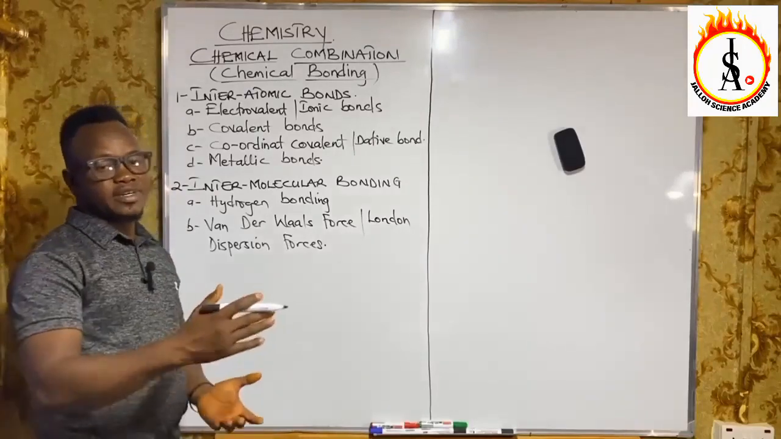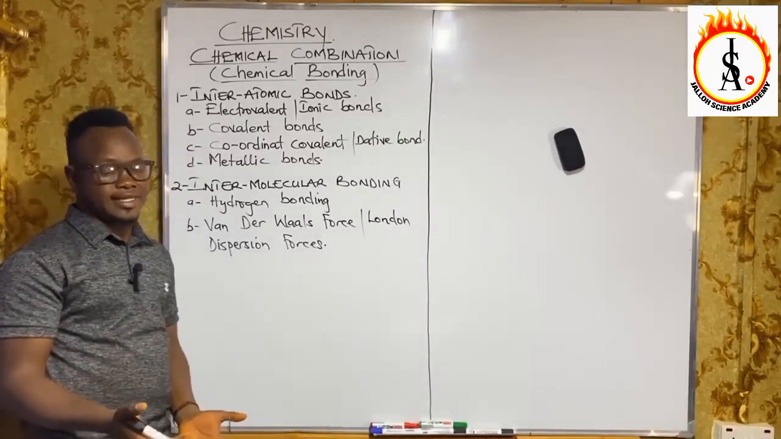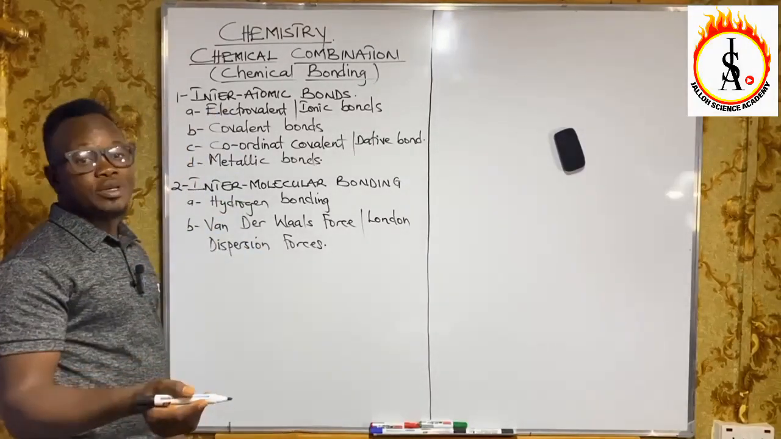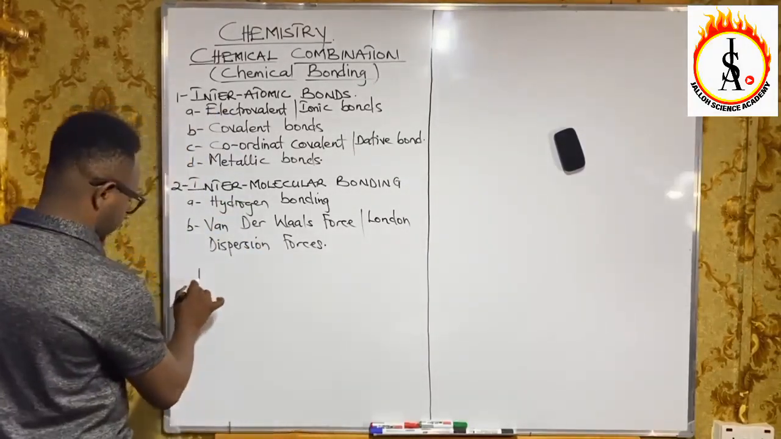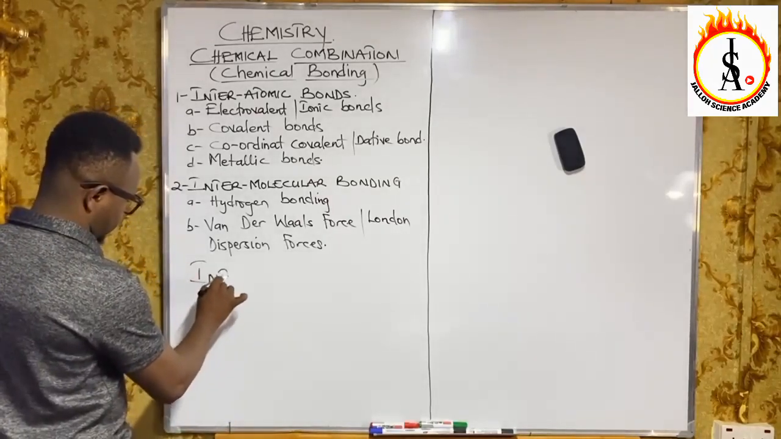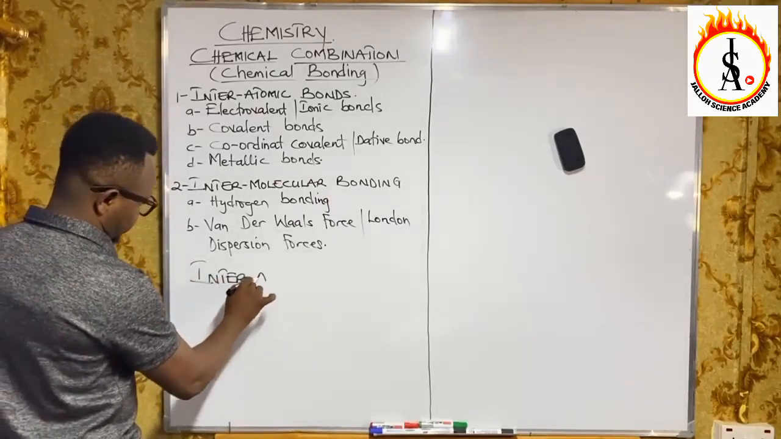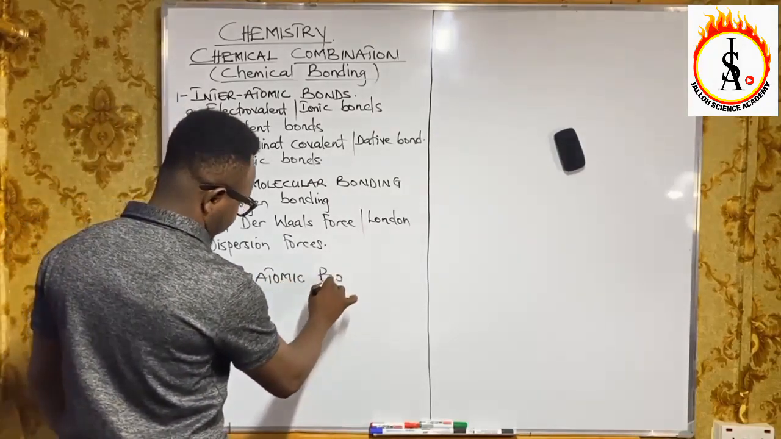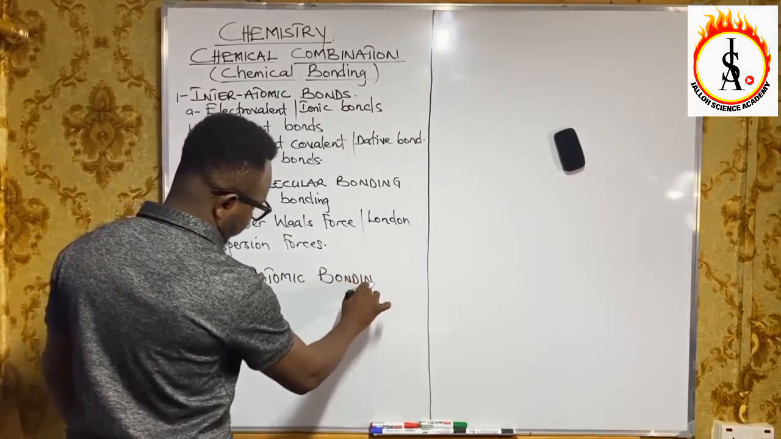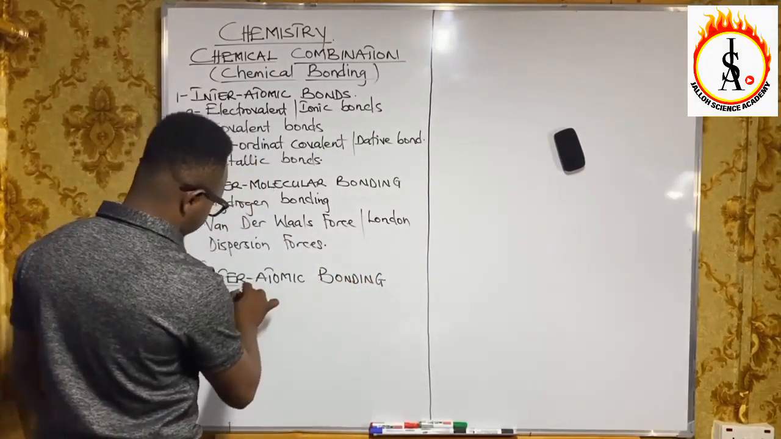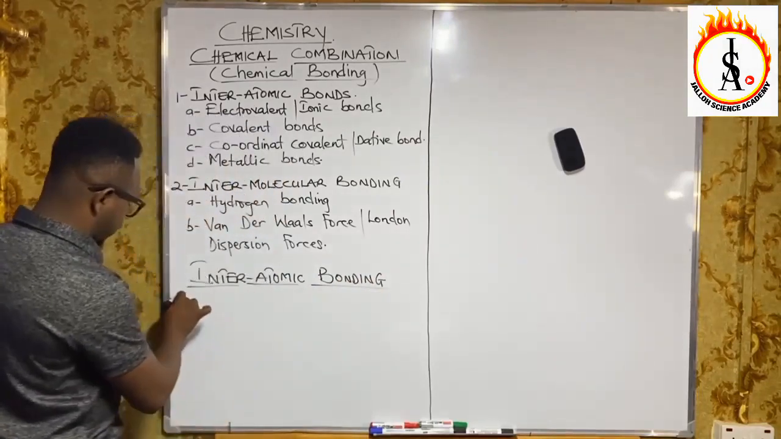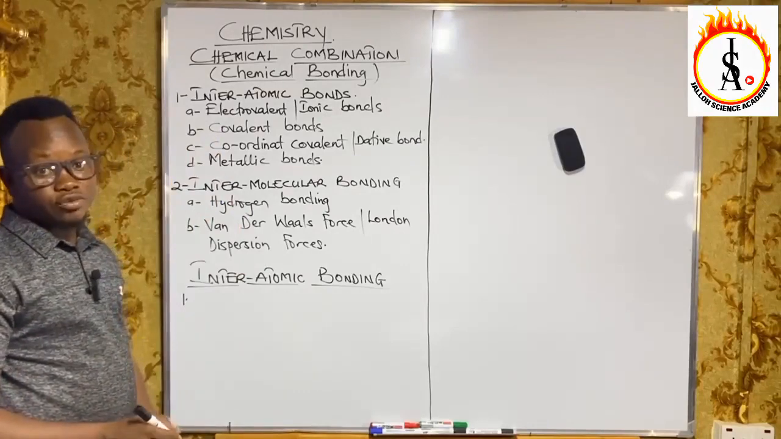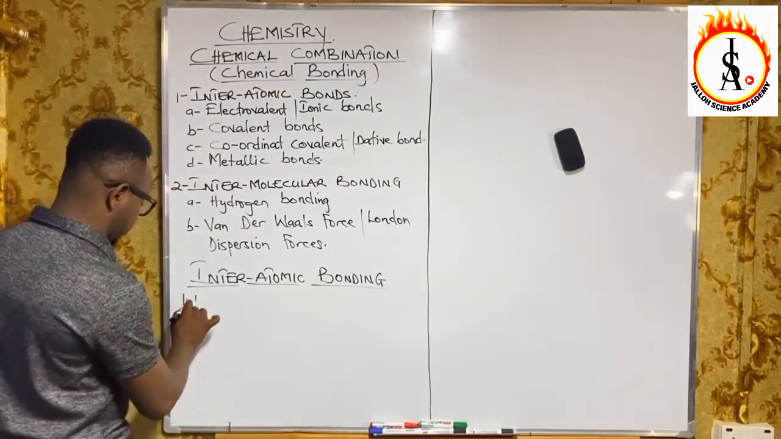This tutorial is going to be divided into three different lessons. So we start with the first one, interatomic bonding. Of course, the first one we're going to start with under interatomic bonding will be electrovalent or ionic bonds.